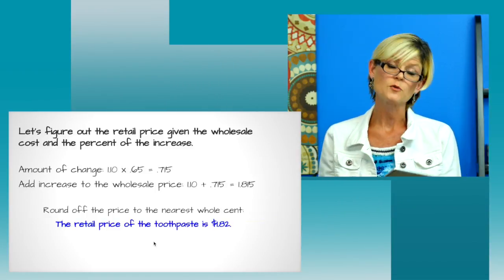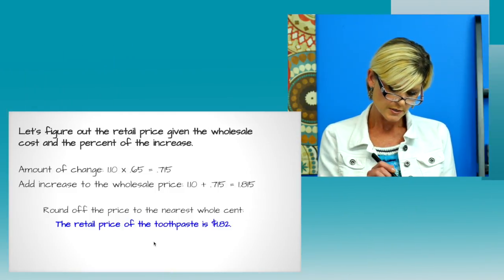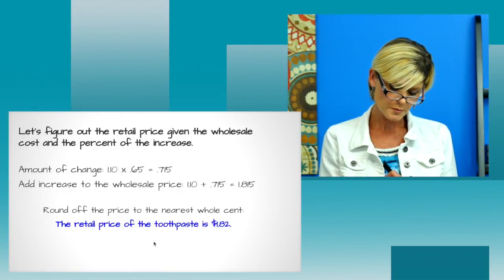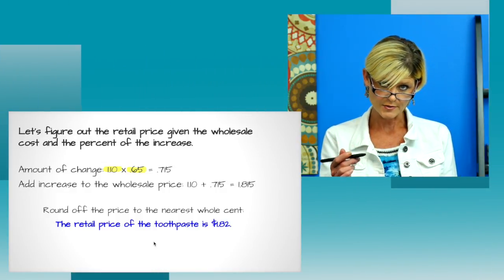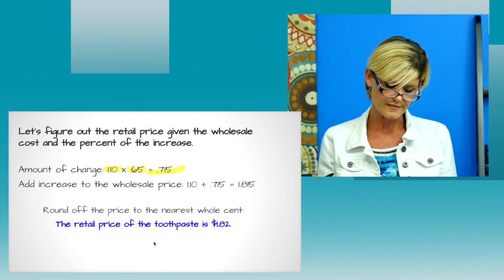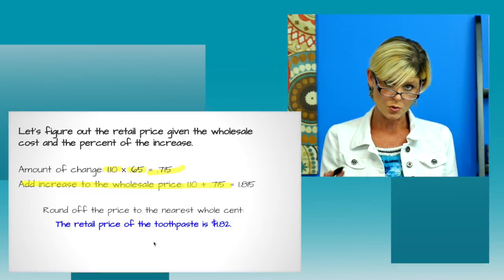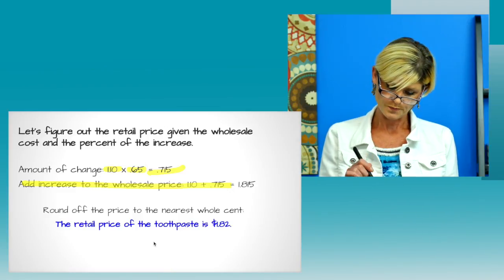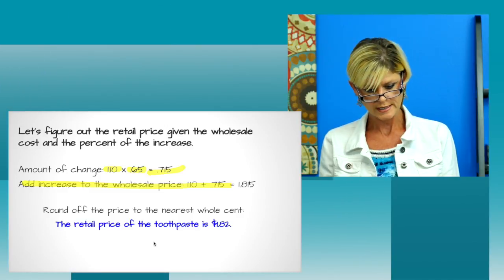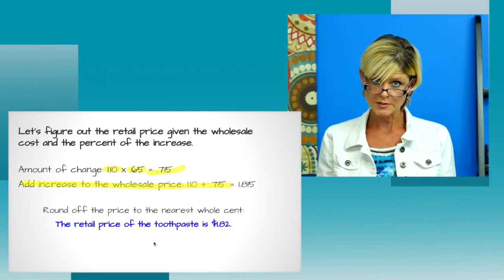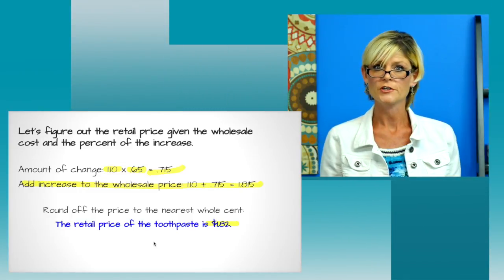So let's figure out the retail price given the wholesale price, because we know what the percent of increase is going to be. The amount of change will be 1.10, their wholesale price, times 0.65, because that's the amount they want to mark it up, which gives us 0.715. We're going to add that increase to the wholesale price. So the original, wholesale price is $1.10 plus $0.715, and we get $1.815. We'll round it off to the nearest whole cent, and the retail price of that tube of toothpaste, what you and I might pay for it, will be $1.82.